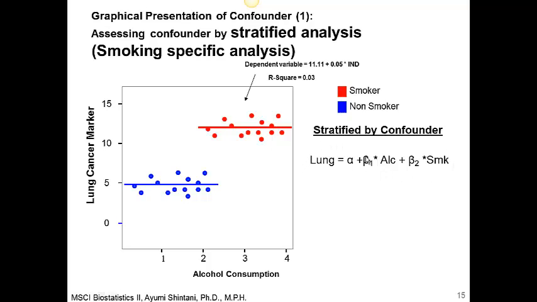Okay. And this beta 1 is a regression coefficient for alcohol after you adjust for smoking. And this beta 1 is the sample size weighted average of the smoking specific effect of alcohol on lung cancer. Smoking specific effect of alcohol means these two slopes. So this beta 1 is the smoking adjusted effect of alcohol on lung cancer, which is the sample size weighted average between the two smoking stratified effects, or smoking specific effects, of alcohol on lung cancer.